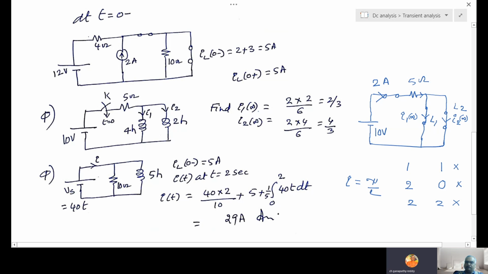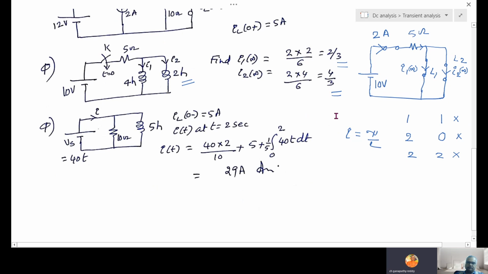So current I1 infinite is 2 into the opposite branch, 2 Henry. 2 into 2 by 4 plus 2, 6. So you will get 2 by 3. Then I2 infinite is 2 into opposite 4 by 6, 4 by 10. So 2 by 3 plus 4 by 3, if you add, you will compulsorily get 2 amps. This is the current division formula we have already done in DC analysis, beginning basics, current division between two inductors. The same concept here.